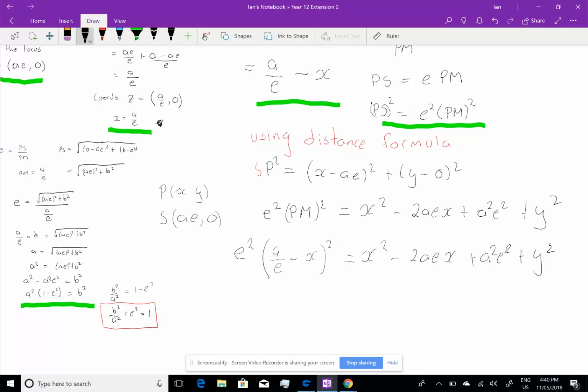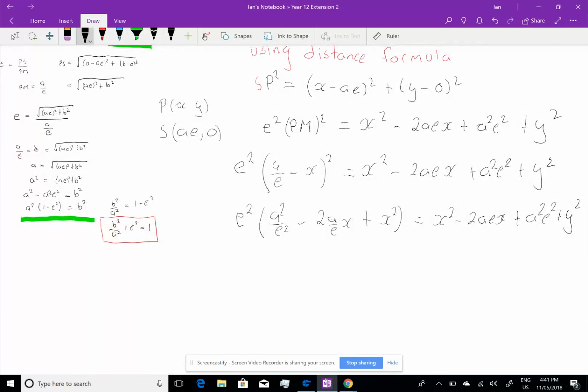Now look at this. We have an algebraic expression with E's and A's and X's and Y's, which is a Cartesian expression for the ellipse. We just need to tidy it up. Well, E squared, we're going to get A squared on E squared minus 2A on E X plus X squared equals x squared minus 2AEX plus A squared E squared plus Y squared.